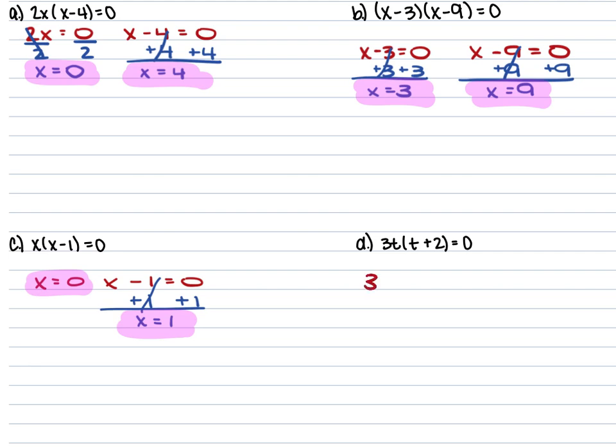For example D, we have 3t times t plus 2 is equal to 0. So we're going to set the 3t equal to 0, and we set t plus 2 equal to 0. For the 3t is equal to 0, we're going to divide each side by 3 to get t by itself, and t is equal to 0. For the t plus 2 is equal to 0, we're going to subtract 2 from each side, and we get that t is equal to negative 2. So again, two solutions, t is equal to 0, t is equal to negative 2.